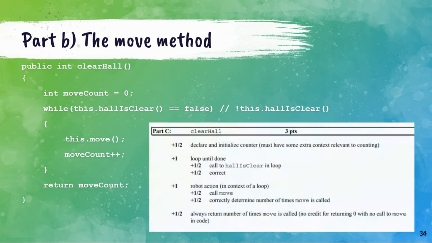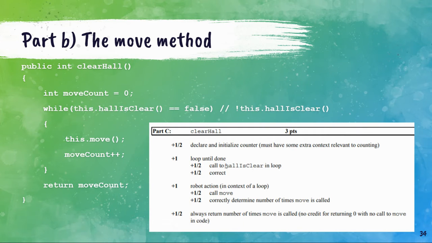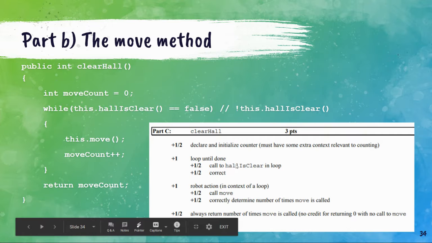Here's their solution for that. I've got to declare and initialize that counter. Must have some extra context relevant to counting. Not sure quite what that means, but you get a half point for just declaring that. Loop until done. You've got to call this. When I first was thinking about it, I was thinking, oh, well, I'll go through all the elements in that array and count them all up. In other words, if I didn't do that, I'd lose a half a point. So you got it to work, but you didn't call that.